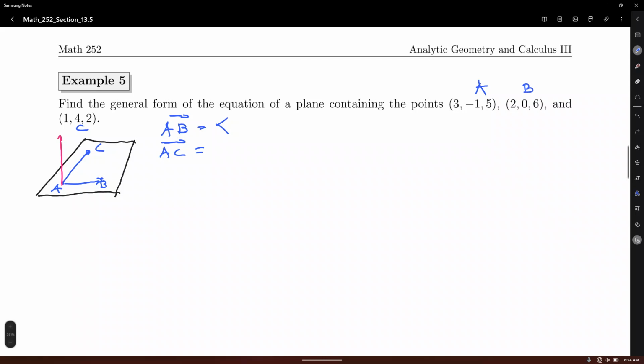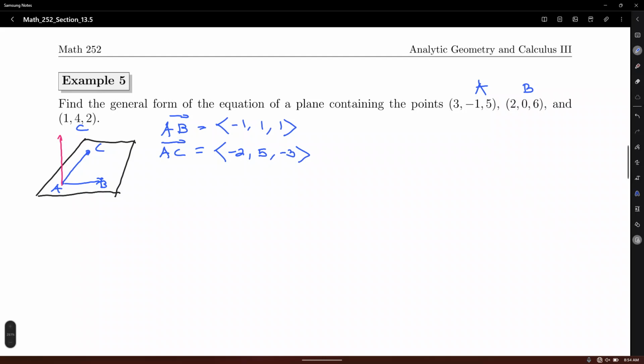All right. So AB, okay, 2 minus 3, that's negative 1. 0 minus negative 1, careful, that's positive 1. And 6 minus 5, that equals 1. The second vector AC, that is, okay, go to point C. 1 minus 3, that's negative 2. 4 minus negative 1, that is 4 plus 1, which equals 5, careful. And 2 minus 5, that equals negative 3. So we're good to go.